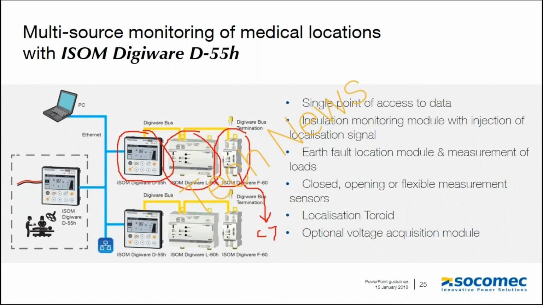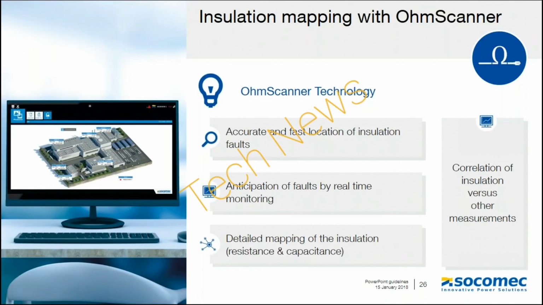So finally, a full insulation health check of electrical installations can be established using a technology that we developed called the Ohm scanner. So what is Ohm scanner technology? Basically, Ohm scanner allows the user to monitor the insulation resistance of every feeder or equipment in real time. So this allows us to anticipate any potential fault.